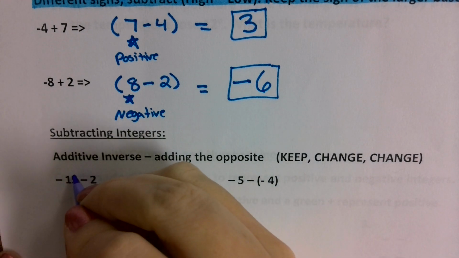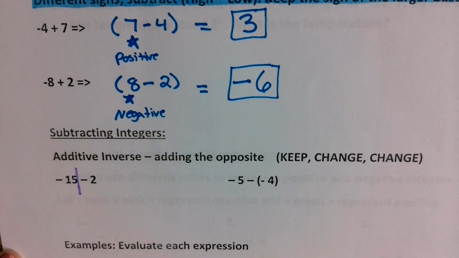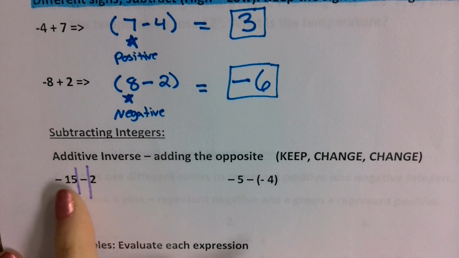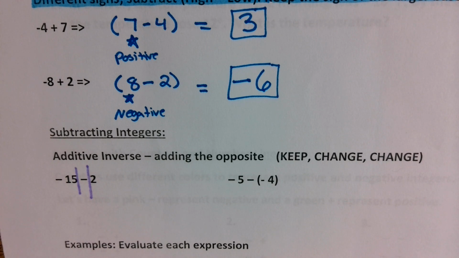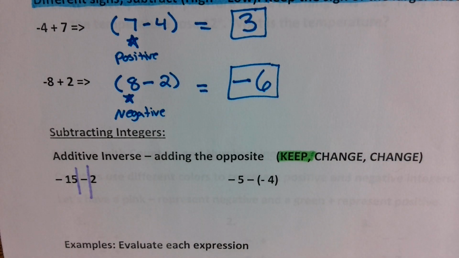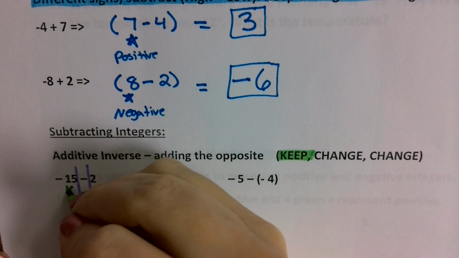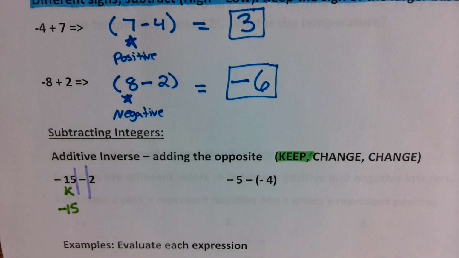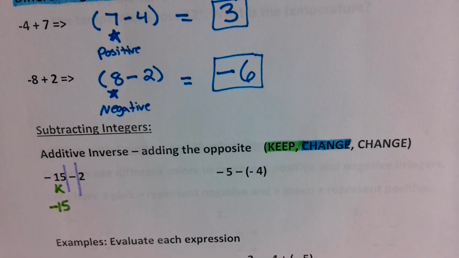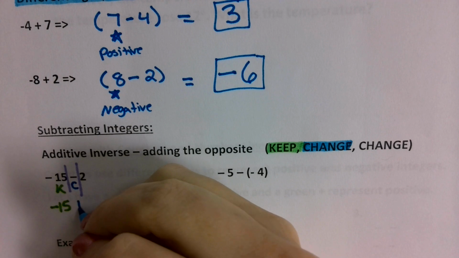Okay? So I'm going to go ahead and split this problem up. I've got a -15. I've got a minus sign, and then I've got a 2. I've split it into its little components here. So the first thing that I'm going to do is I'm going to keep my very first number just as it is. So that -15 is going to stay -15. Then I'm going to change my operation. My subtraction is going to become addition.